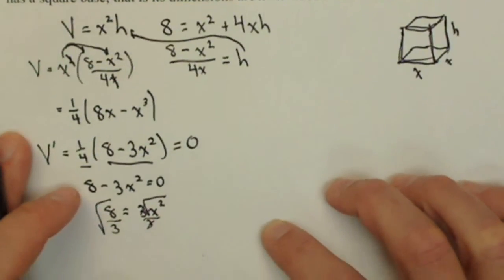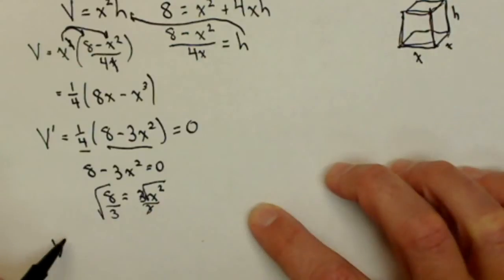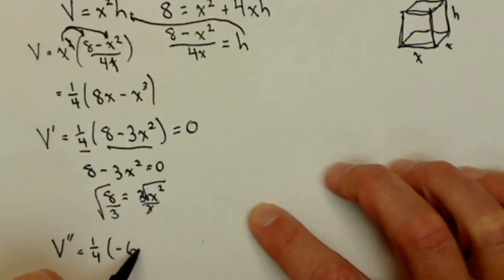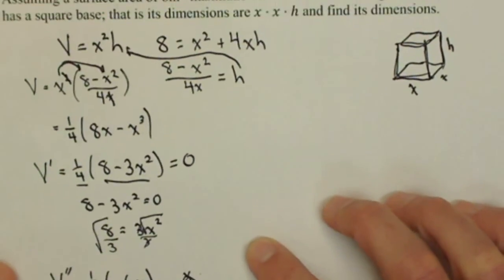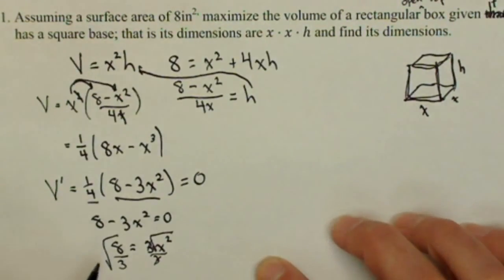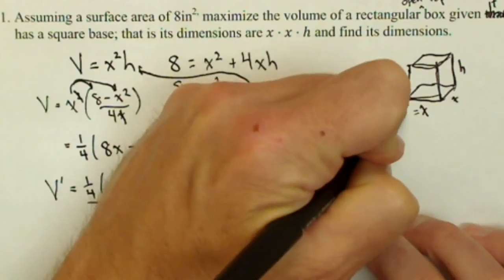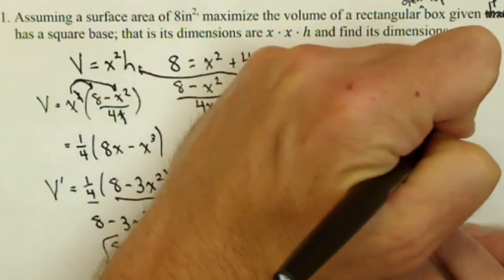Now let's confirm that this will give us a maximum. One nice way is the second derivative test. So I get 1/4 times negative 6x. If I were to plug that in, I'm going to get a negative number, which means, remember, concave down, which tells me my critical point sits at a maximum. So this value x, these bases here, are going to be the square root of 8/3 inches.